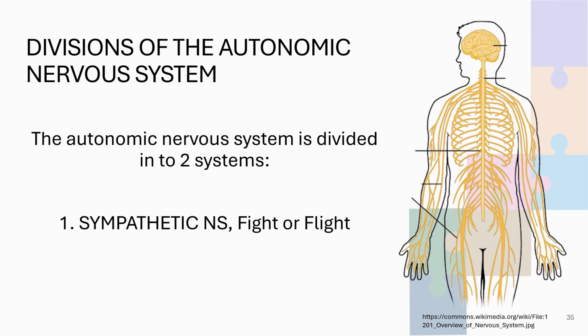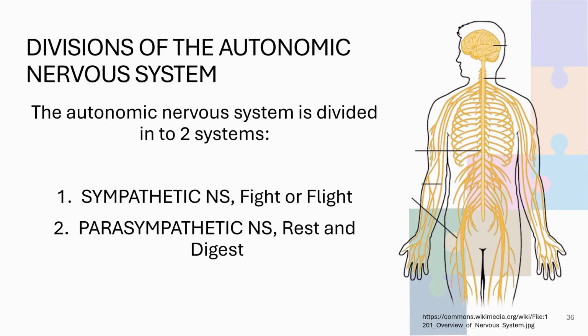So the first division is the sympathetic nervous system. This is often referred to as the fight or flight system. It's the portion that speeds up your respiration, speeds up your heart rate. It does a number of other things we can talk about, but it's that fight or flight component of you.